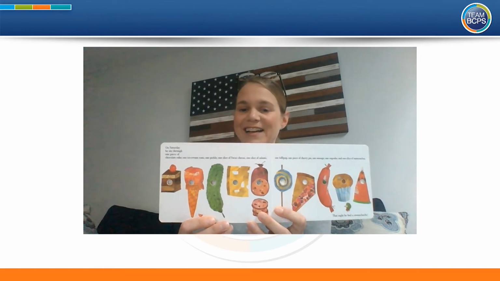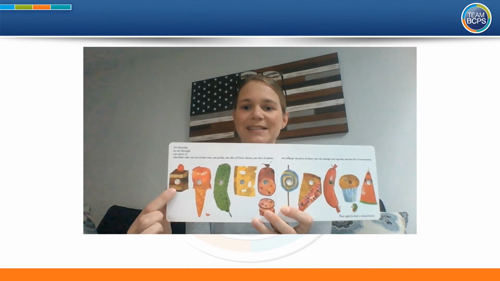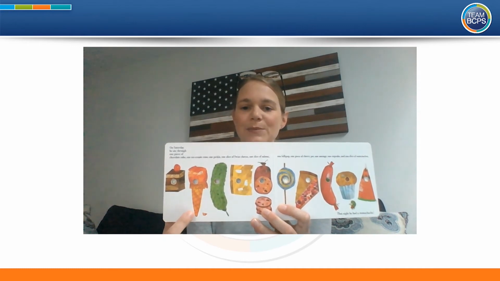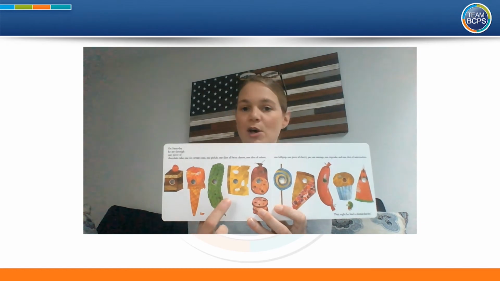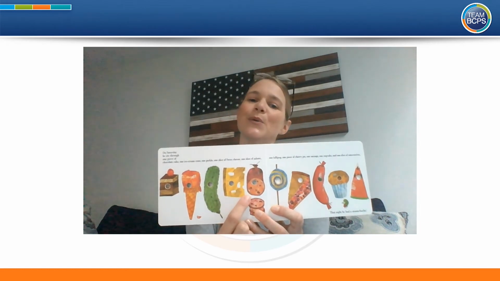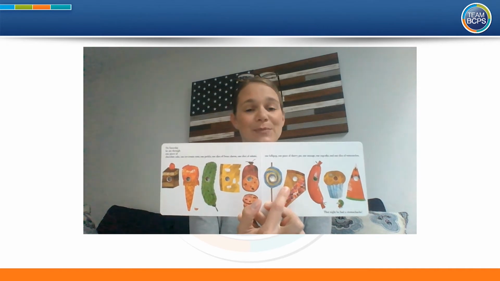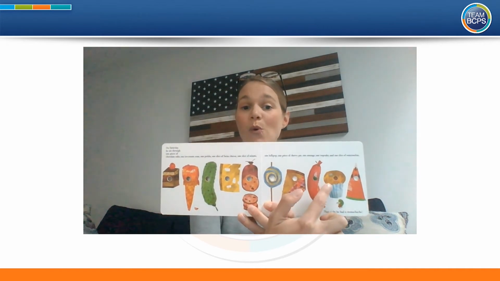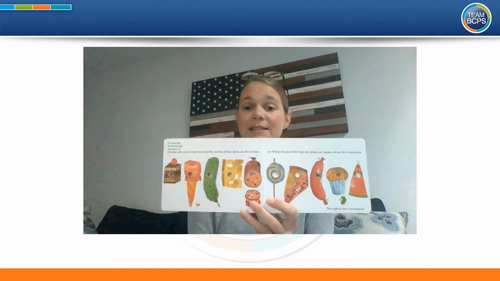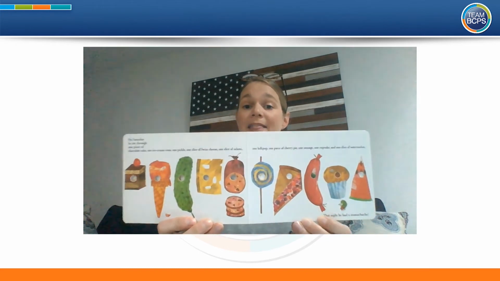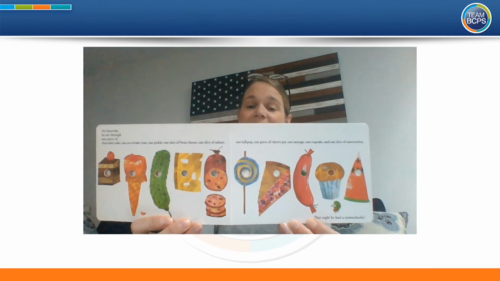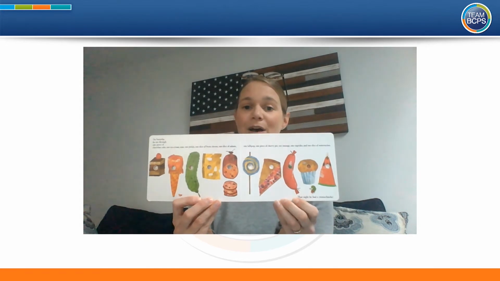On Saturday, he ate through one piece of chocolate cake, one ice cream cone, one pickle, one slice of Swiss cheese, one slice of salami, one lollipop, one piece of cherry pie, one sausage, one cupcake, and one slice of watermelon. That night, he had a stomach ache. Oh my.